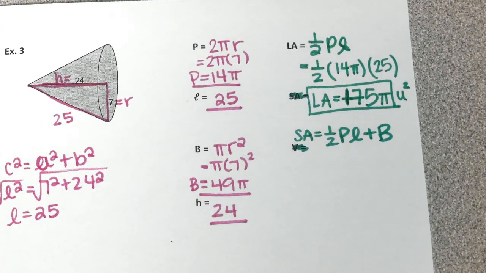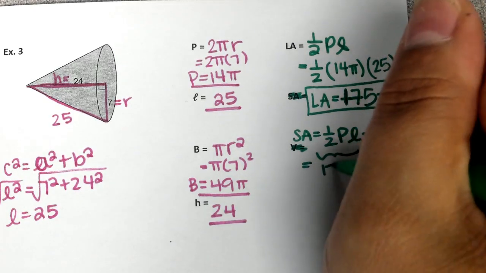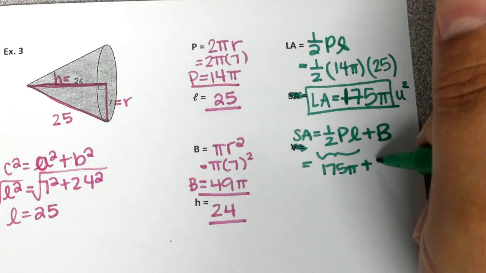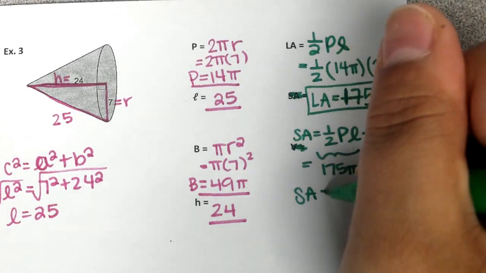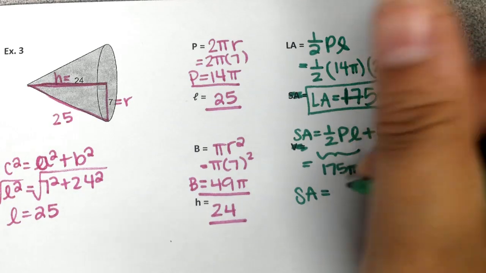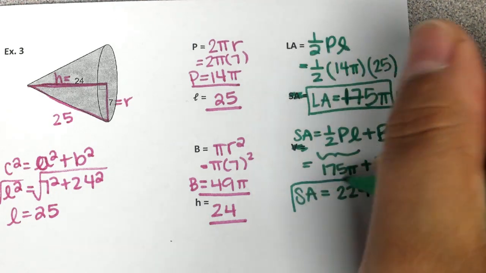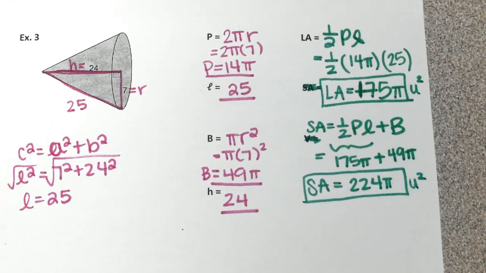Total surface area is your lateral surface area, which was 175, plus your big B. What's your big B here? 49 pi. And when you add those together, 175 plus 49, you get 224 pi. And again, you can put units squared, but you don't have to.